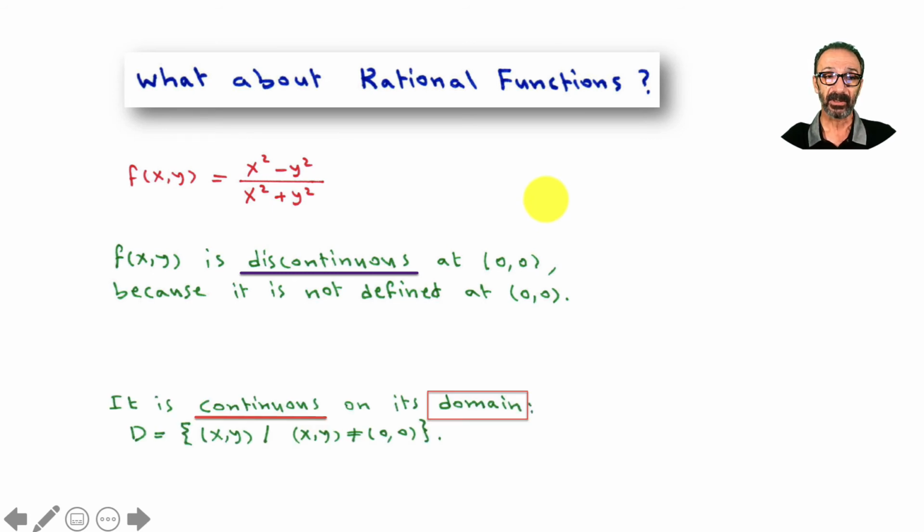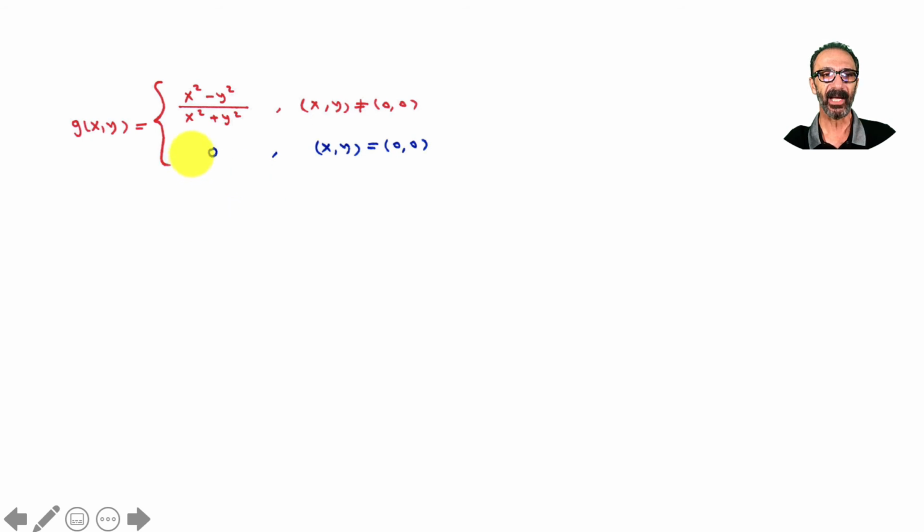It is continuous on its domain, which is everywhere except the origin. How about if you make it defined at 0? Because here it's not defined at 0. Keep this in mind. I'm using the same example, by the way, on the coming slide. X squared minus y squared over x squared plus y squared. Now I'm defining it at the origin to be 0.